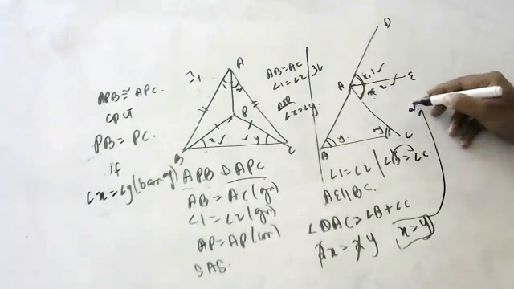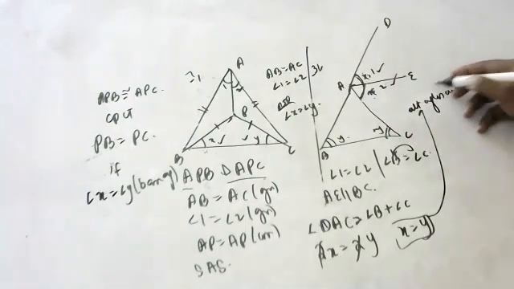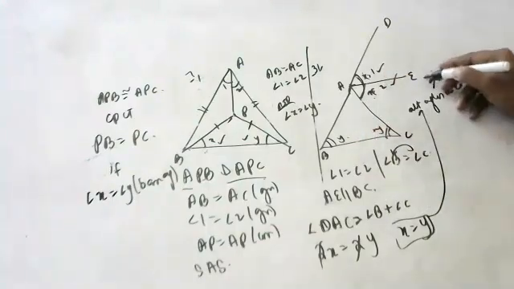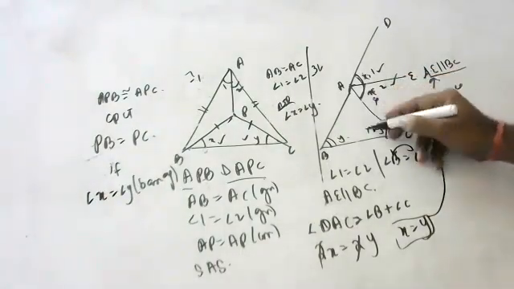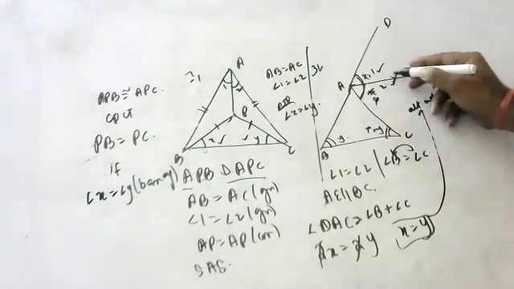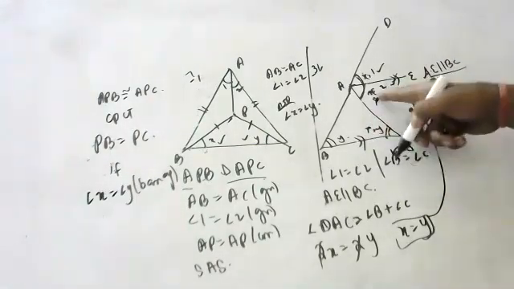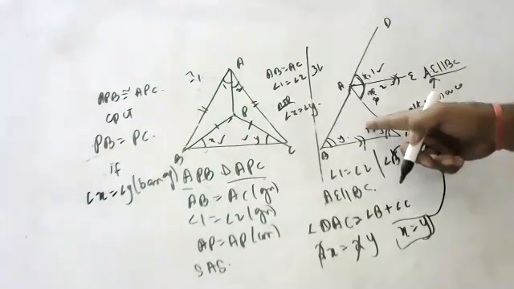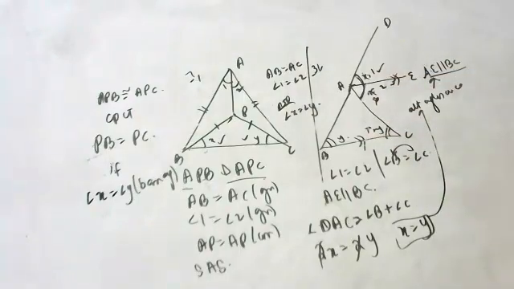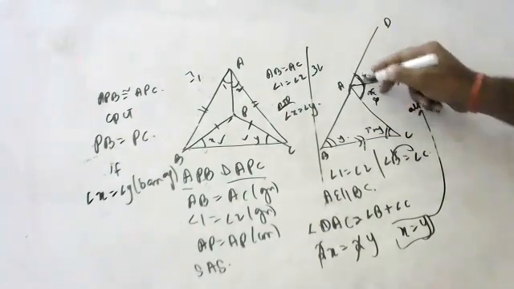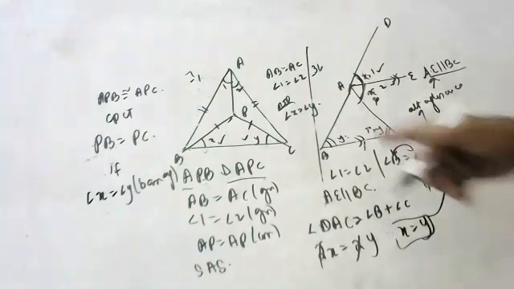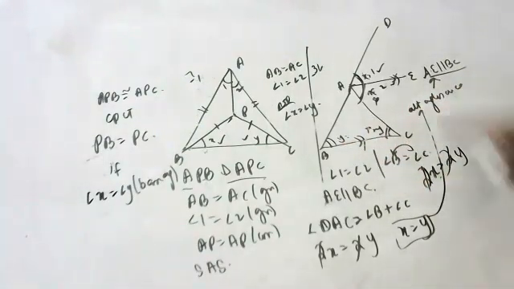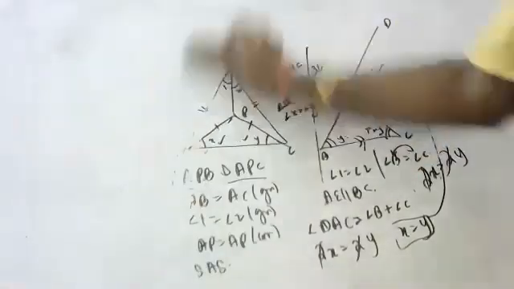If x is equal to y, alternate angles are equal. Whose alternate angles are equal? AE parallel to BC. Understood? These are alternate angles. As alternate angles are equal, AE is parallel to BC. Outermost angle I took as 2x, these both I took as 2y. 2 cancel. Why did I take that? Because they both are equal. As alternate angles are equal, these both are parallel.